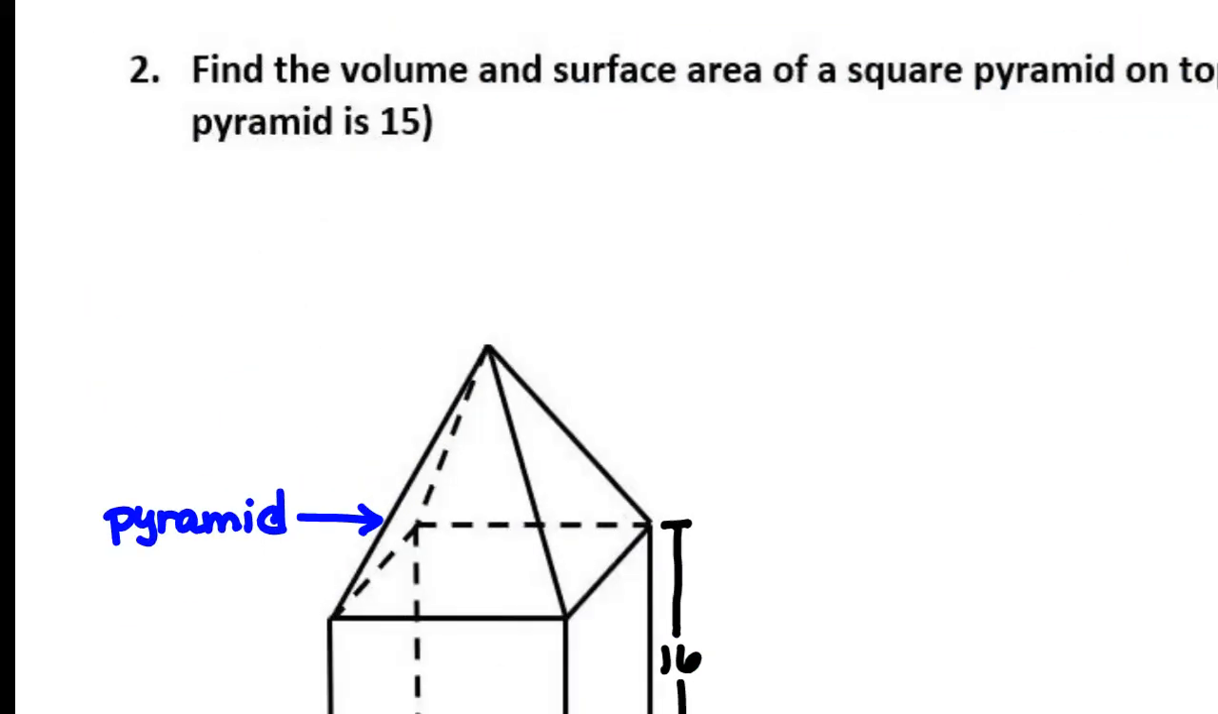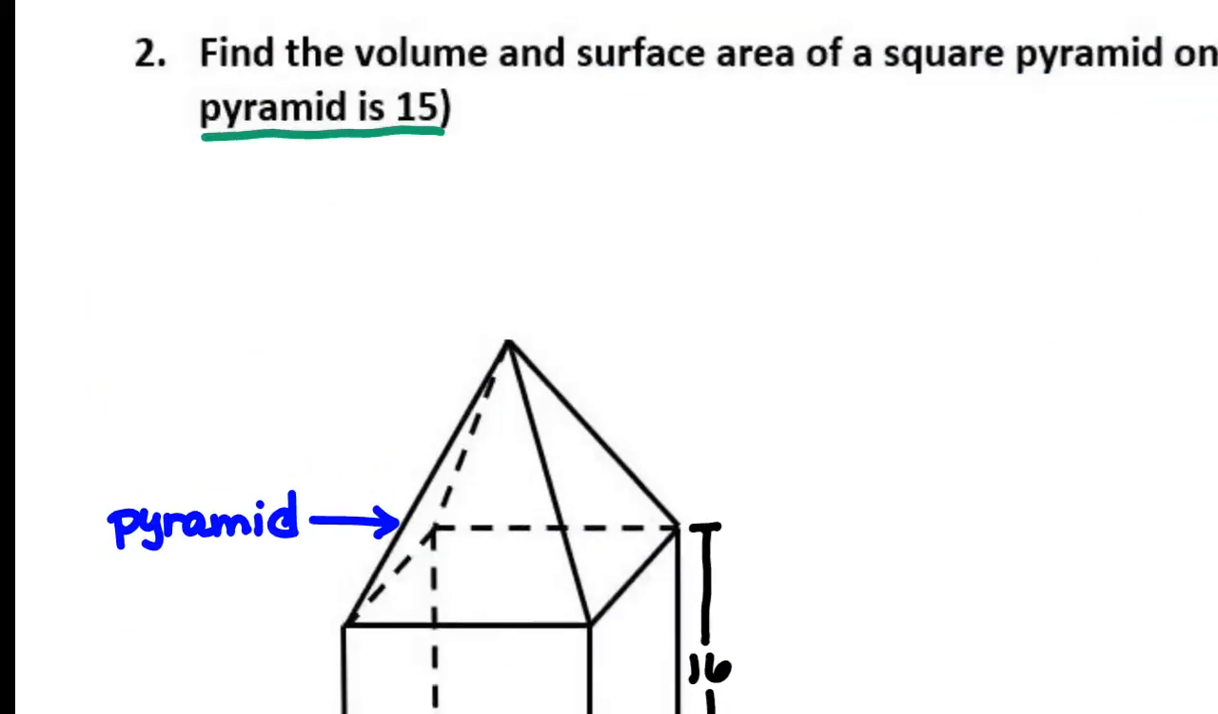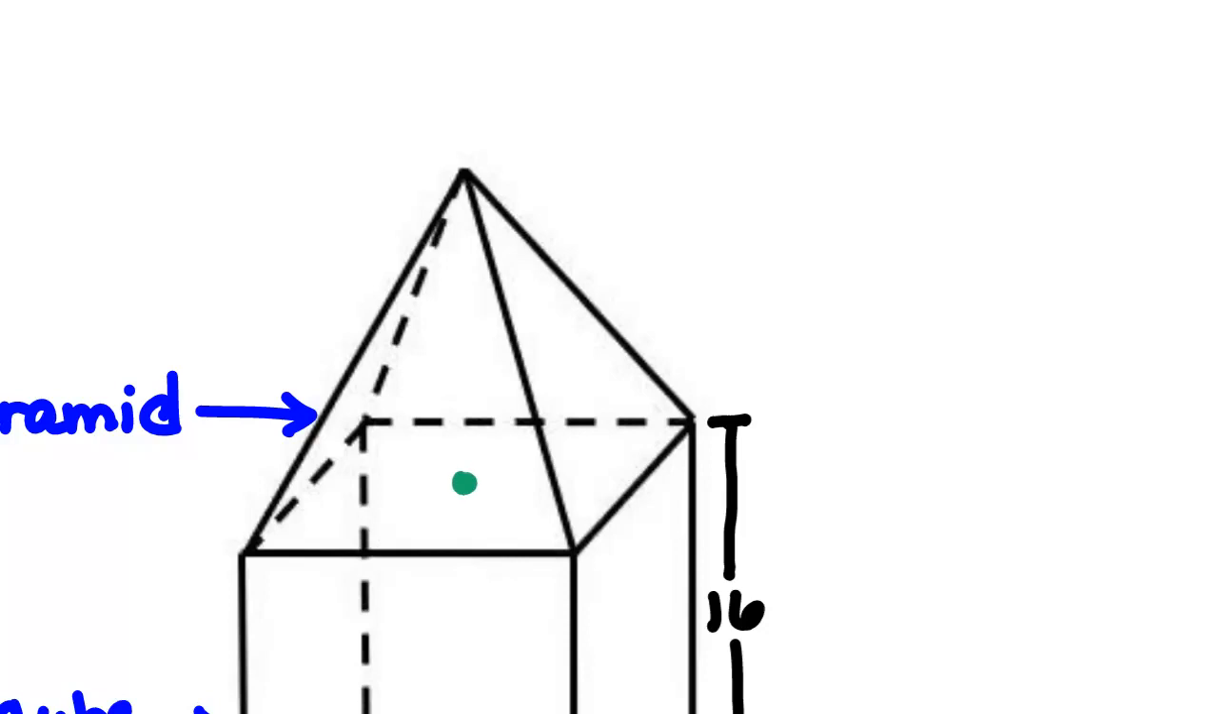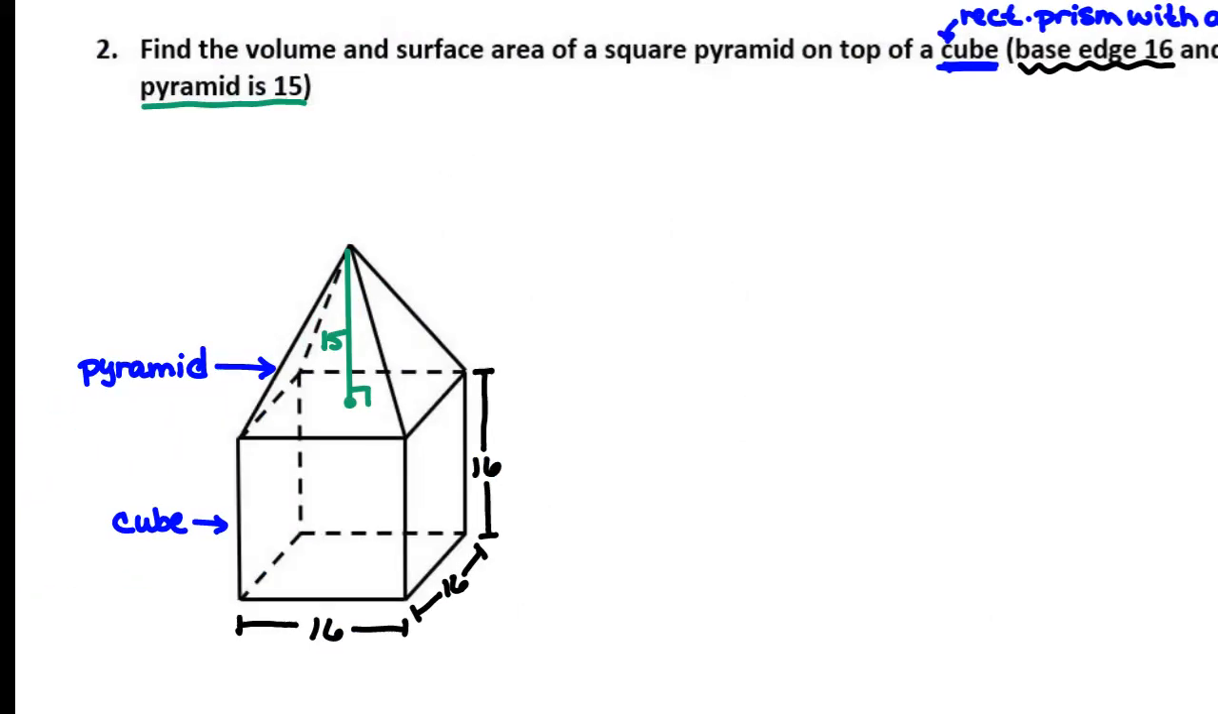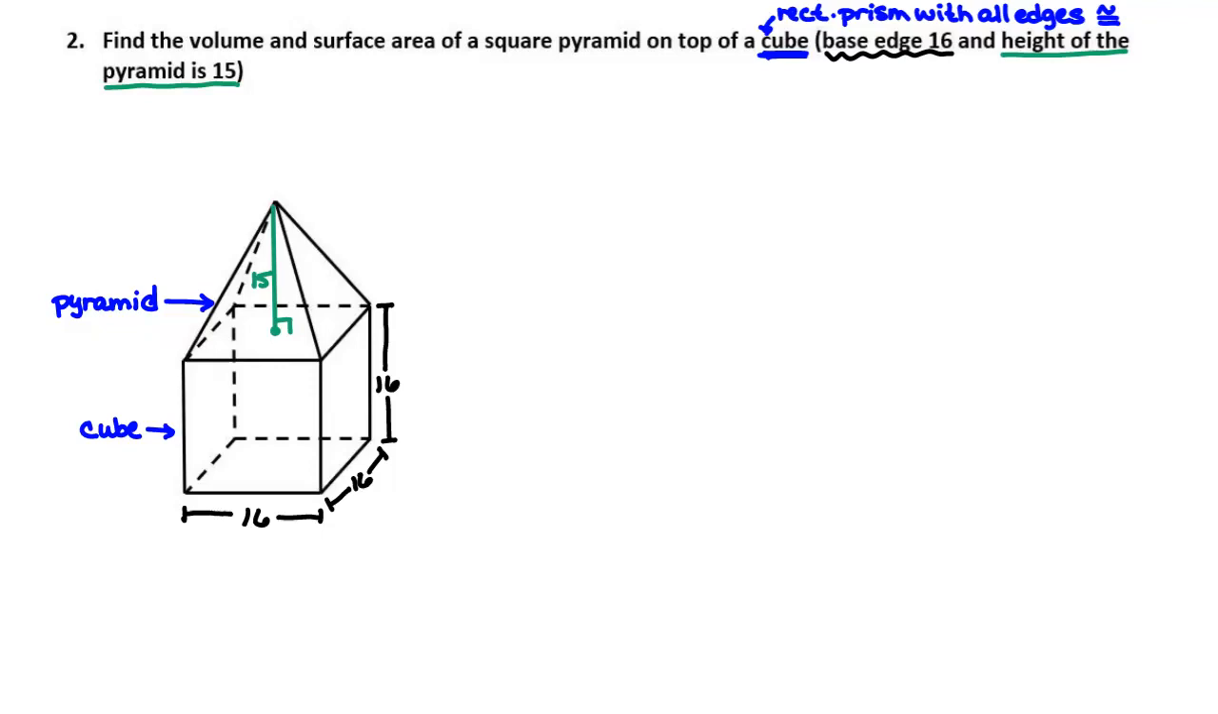So going from the vertex down to the very center of the pyramid, right about here, coming down from the top, and it makes a right angle when it gets there. This is 15. So far, so good? All right. Volume and surface area here.